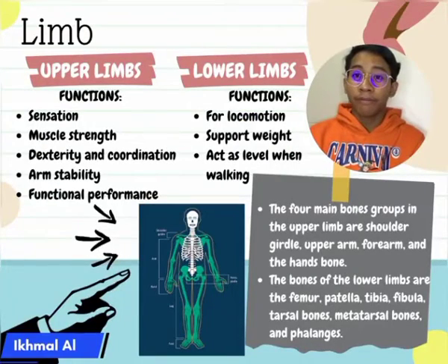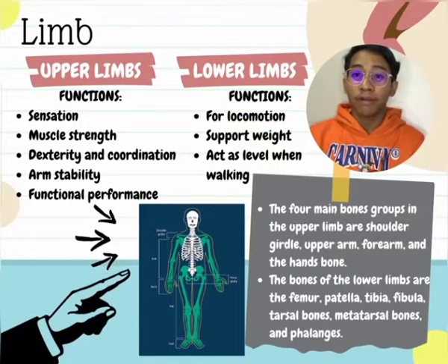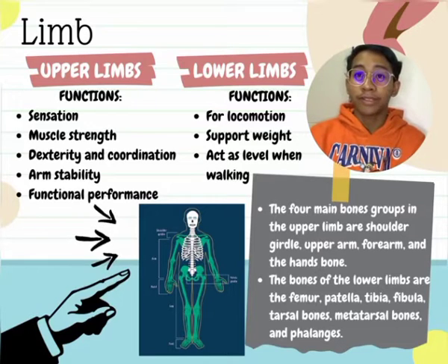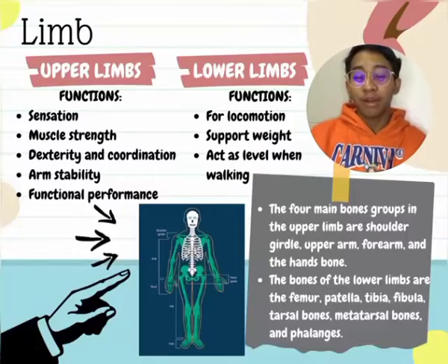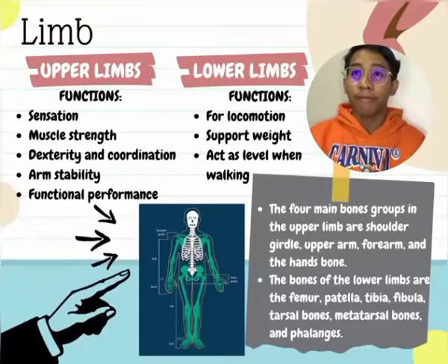We have two types of limb, which is upper and lower limb. The upper side we have sensation, muscle strength, dexterity and coordination, arm stability, and the last one is functional performance. And the lower limb we have locomotion, support weight, and level when we are walking.